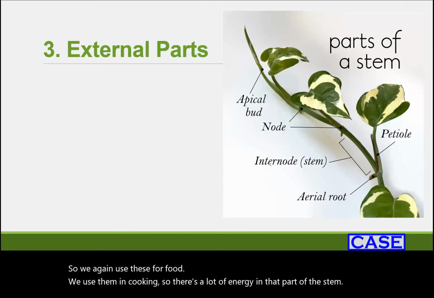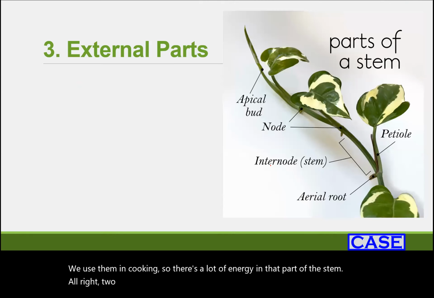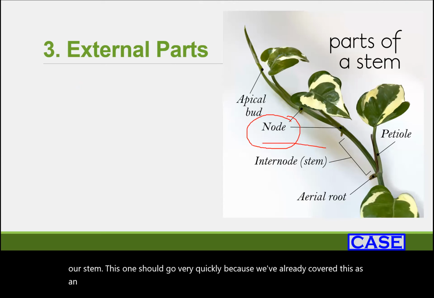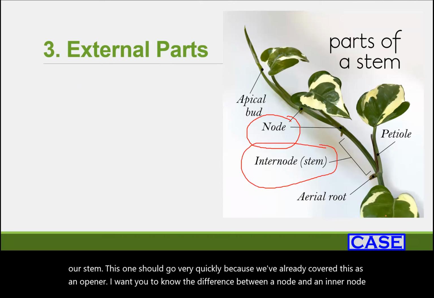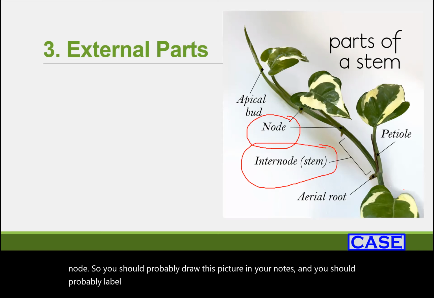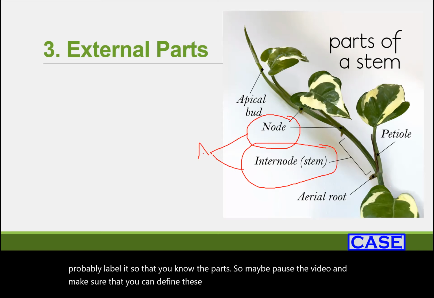All right, two topics down, only two left to go. Topic number three is our external parts of our stem. This one should go very quickly because we've already covered this as an opener. I want you to know the difference between a node and an internode. So you should probably draw this picture in your notes, and you should probably label it so that you know the parts. So maybe pause the video and make sure that you can define these, and then come back and keep going.